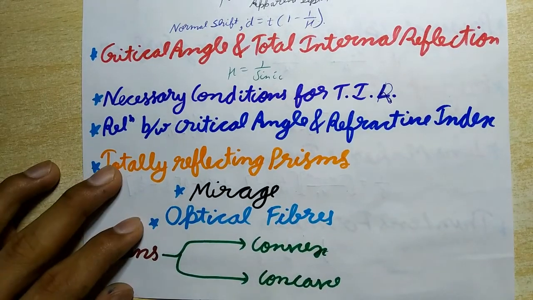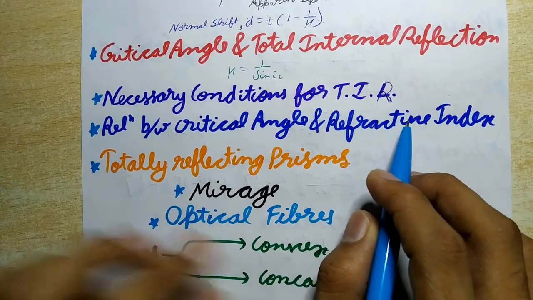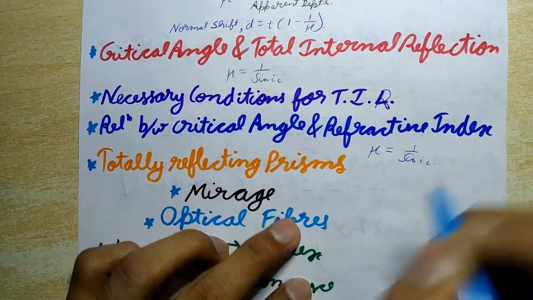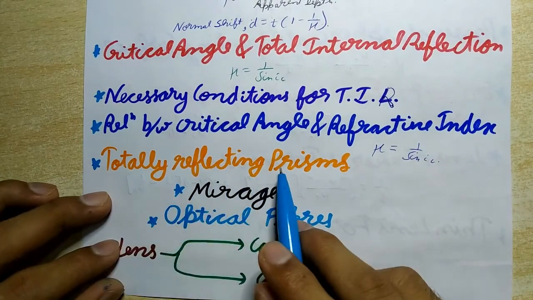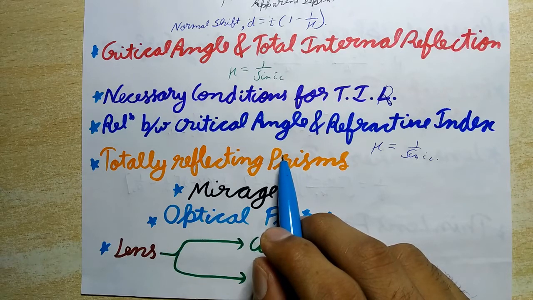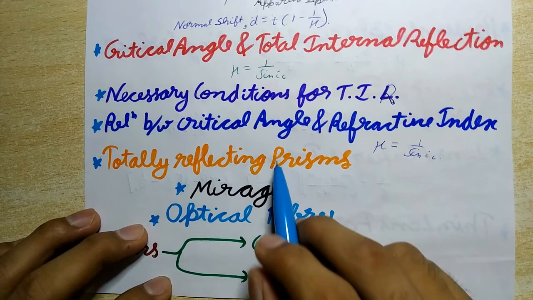Now next is relationship between critical angle and refractive index. This is mu is equal to 1 upon sine iC. This is the relationship. Now next is total reflecting prisms. A right angled isosceles prism, which means a 45 degree, 90 degree, 45 degree prism. These are the angles: first is 45 degrees, second is 90 degrees, and third angle is 45 degrees. Such a prism is called a totally reflecting prism. It can be used to deviate rays through 90 degrees or 180 degrees.